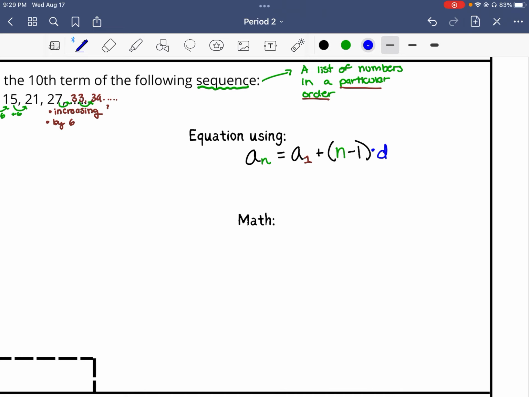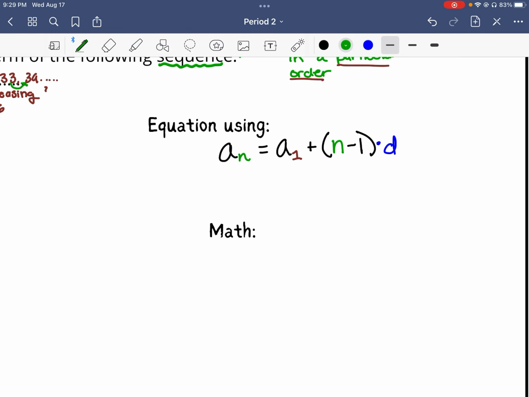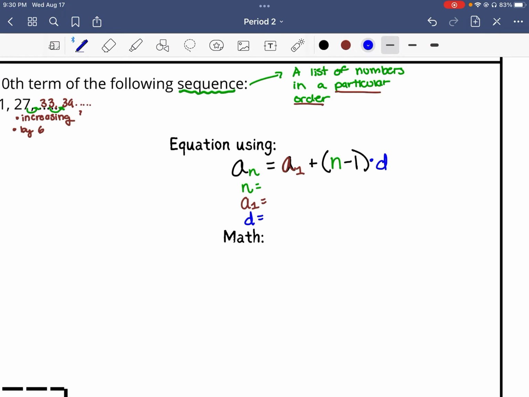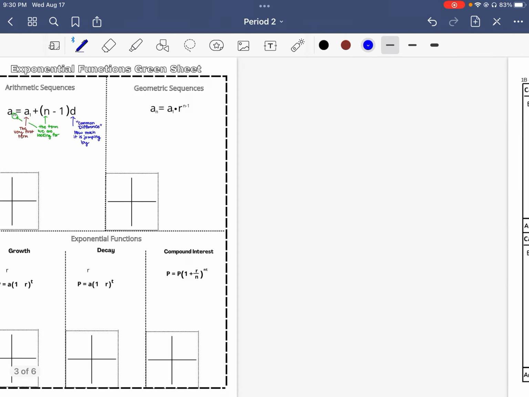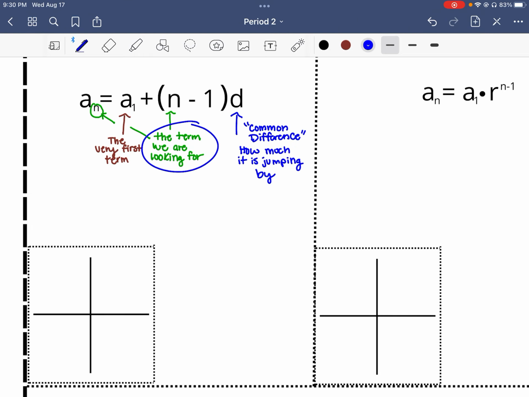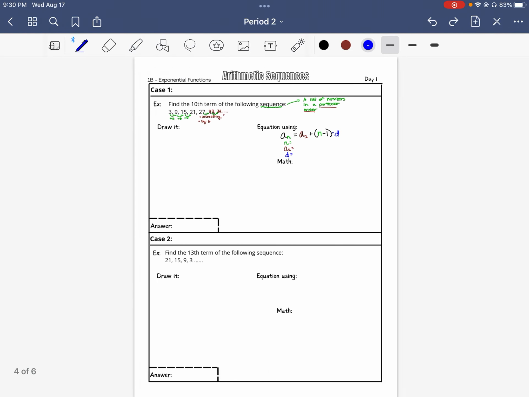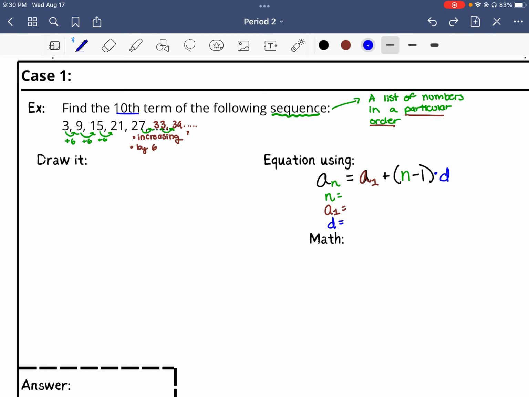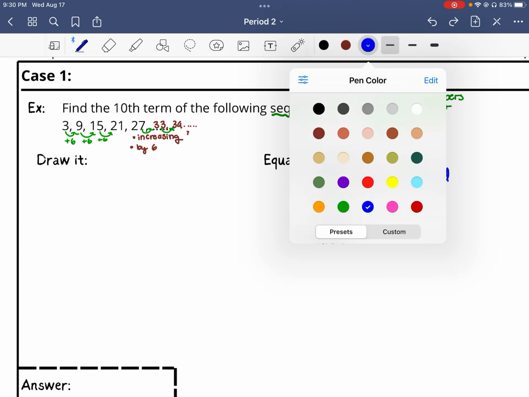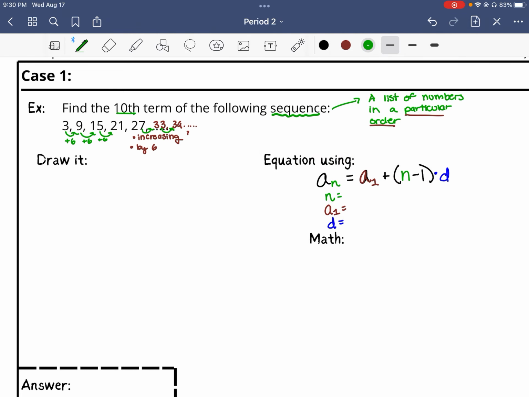So now, we can't do math with all these letters, right? Let's try figuring them out. So first one, what is our n? What is our A1? And what is our D? So to recap, n is the term we are looking for. So let's go back to our problem. We are looking for the 10th term. So our n is going to be 10.